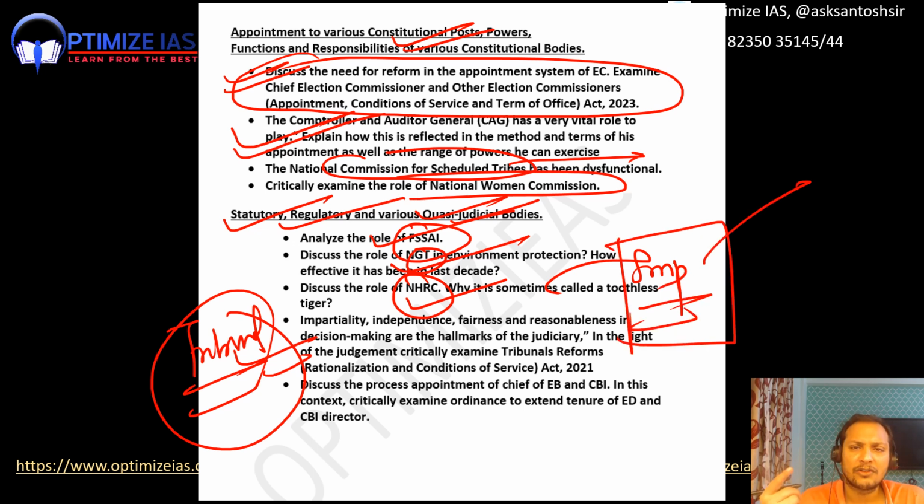Why is NHRC called a toothless tiger? This also I have discussed. Very, very important. And overall appointment system of ED and CBI.